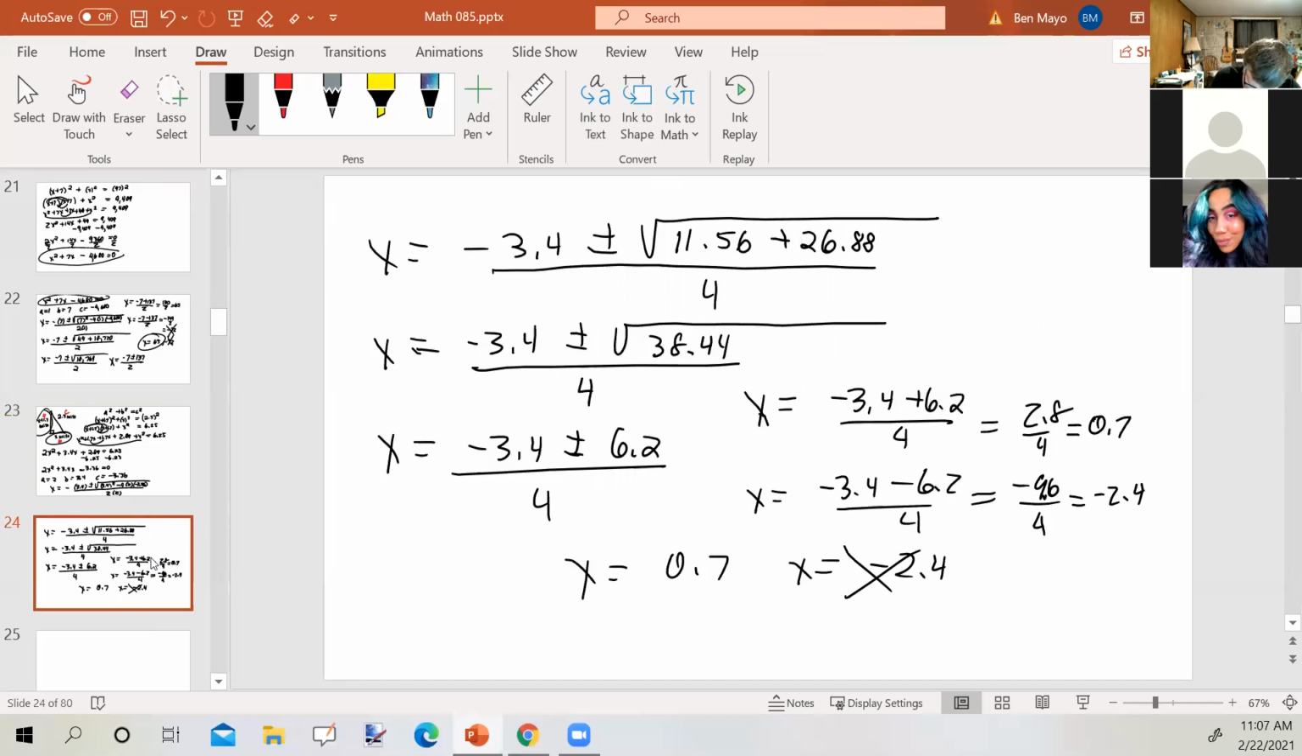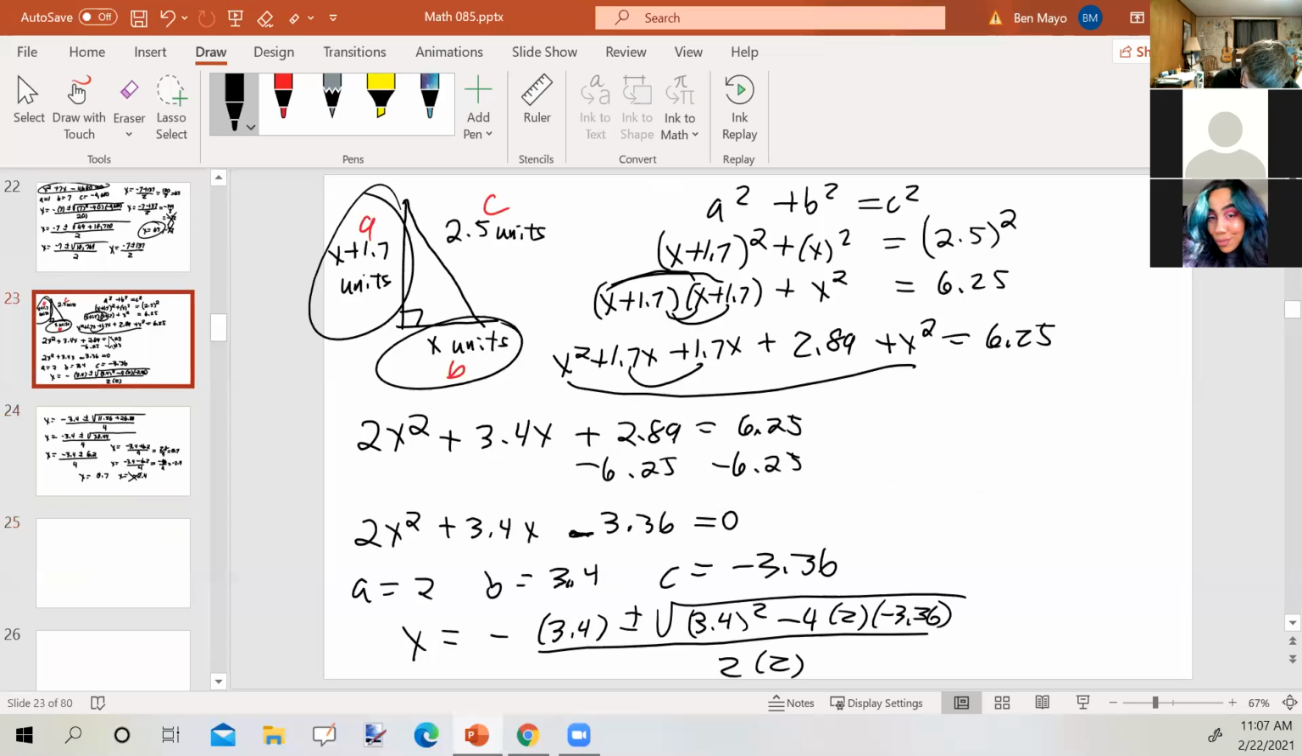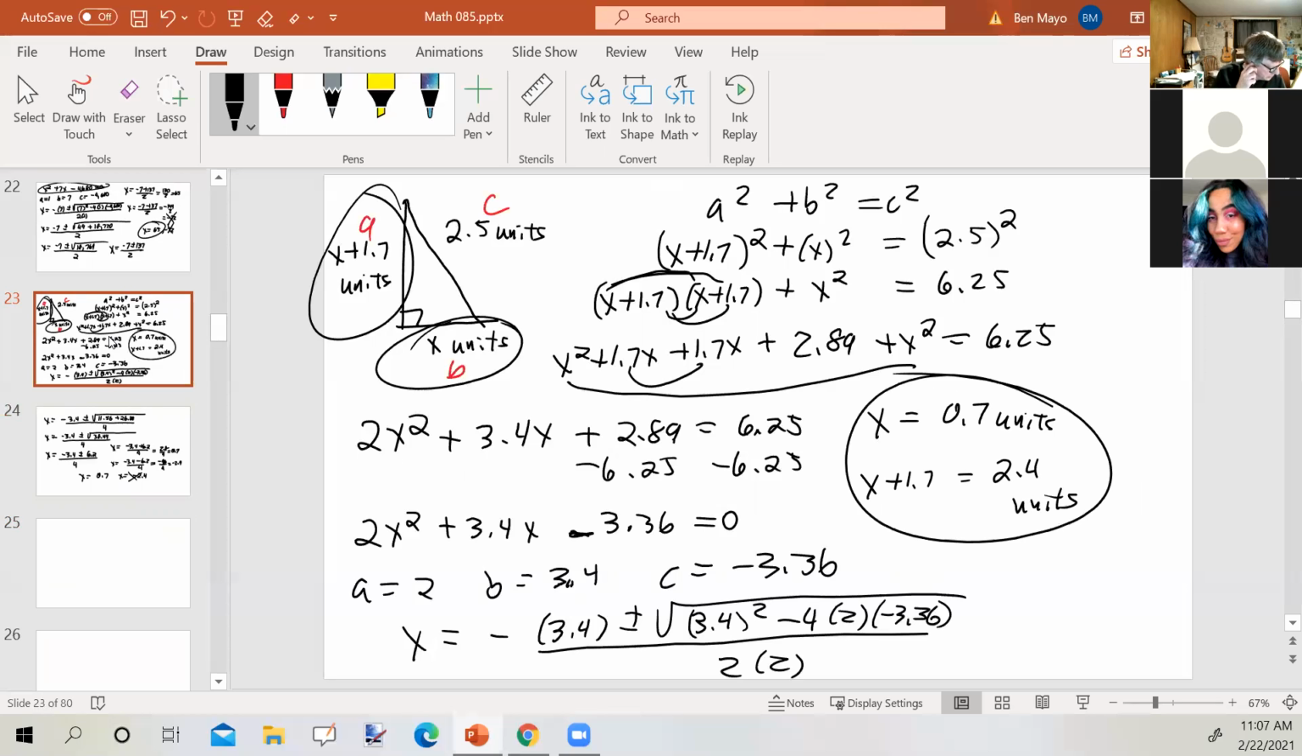Okay. All right. If x is 0.7, then back up here, x would be 0.7 units and x plus 1.7 would be 2.4 units. So the answer is 0.7 units, 2.4 units. All righty. Any questions about that one?